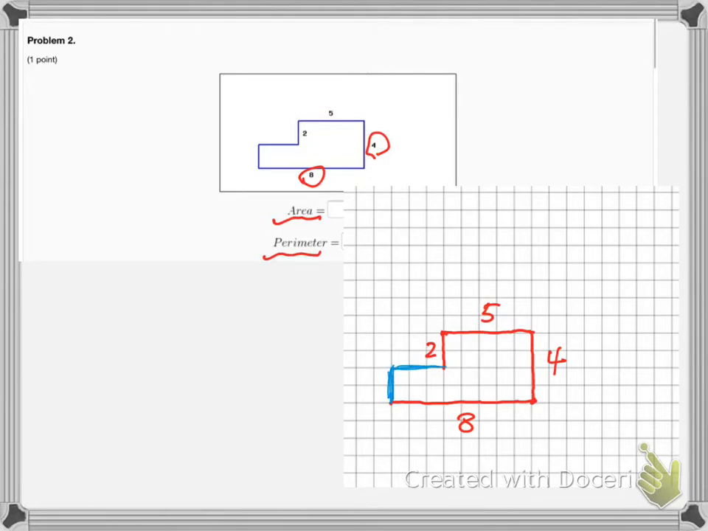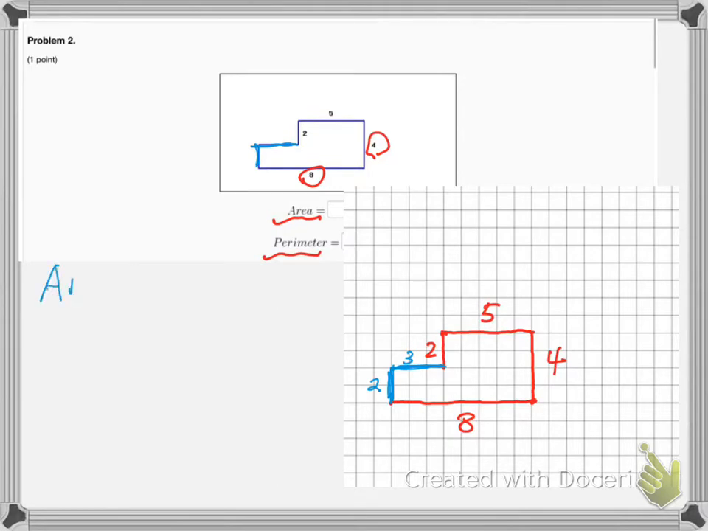The numbers for these two blue sides are not given, but we have to finish the L shape, finish the picture like this. From the picture you see this vertical side is 2. We go down 2 and then we go left 3 more.